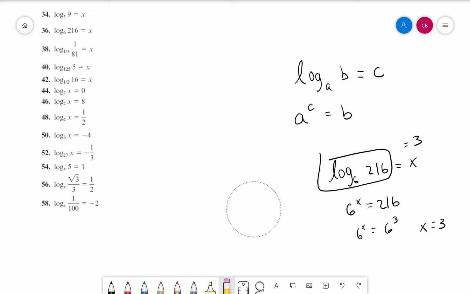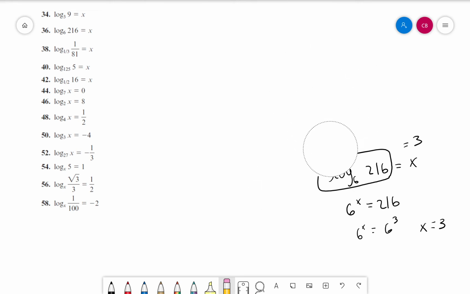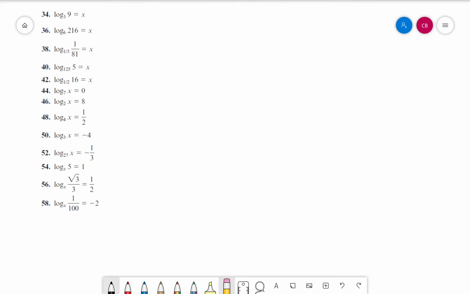Let's look at the next one. We've got log base 1/3 of 1 over 81 is equal to x. Okay, this is 1/3 to the x is equal to 1 over 81.